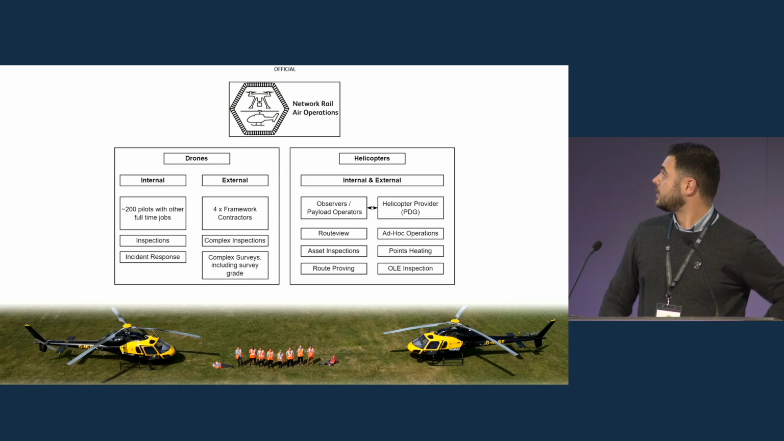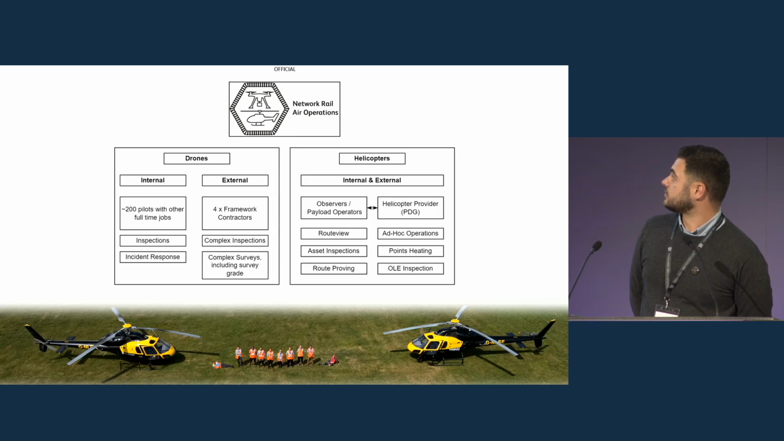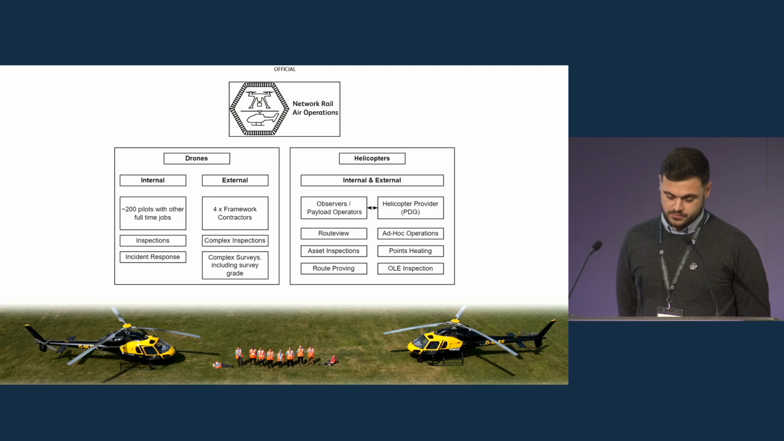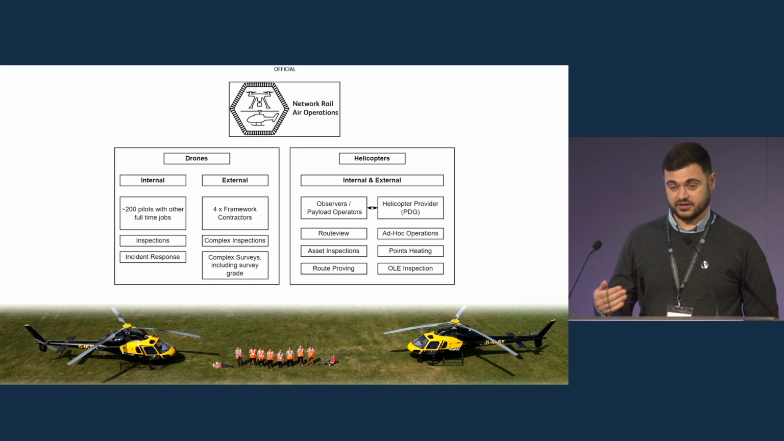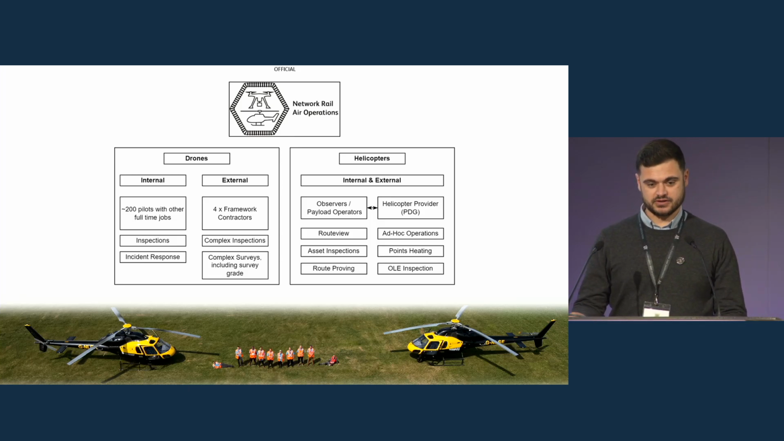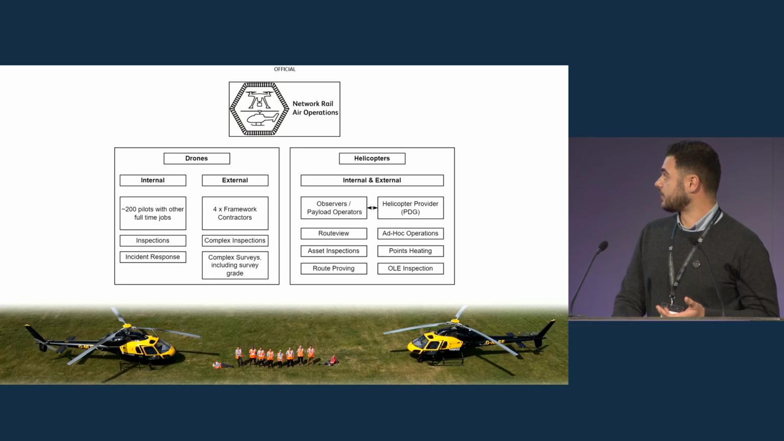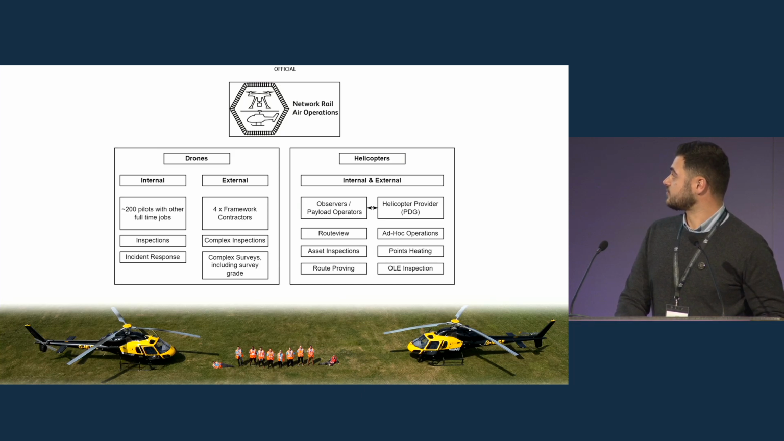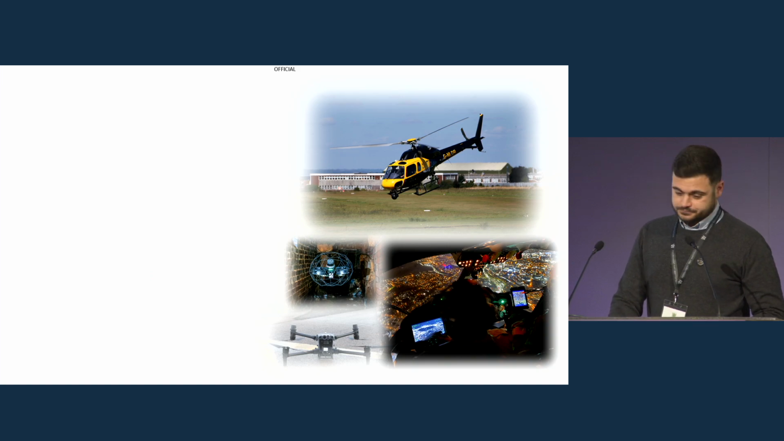And then on the other side, we have the helicopters, which I briefly alluded to. So we have 2 of those. They are provided by an external provider, and the pilots don't actually work for Network Rail, so we just contract that in as a service. But what we do is provide the 6 observers that work on the helicopters to go out and capture data of the infrastructure. Some of the deliverables from that include route view, asset inspections, route proving, point heating inspections, particularly at this time of year, OLE inspections, stuff like that.